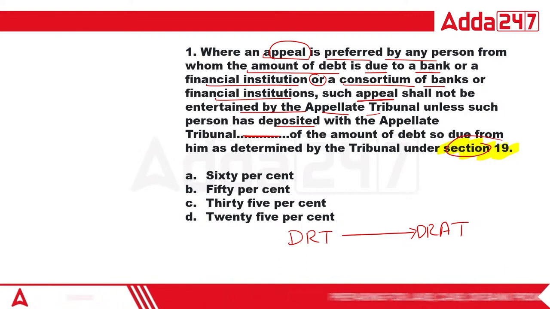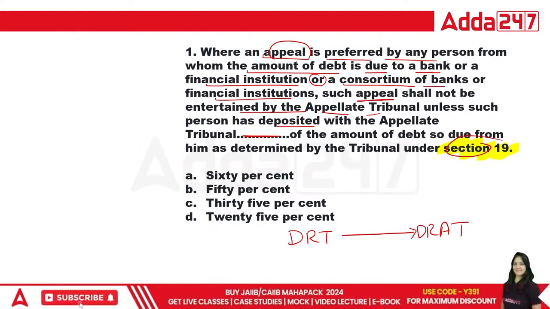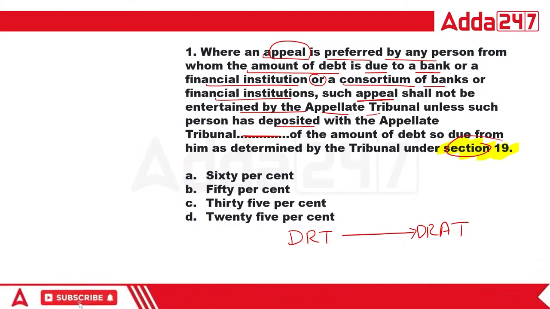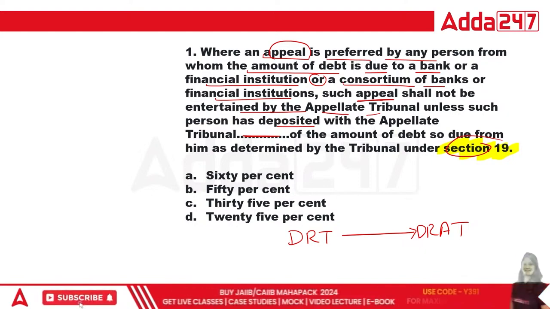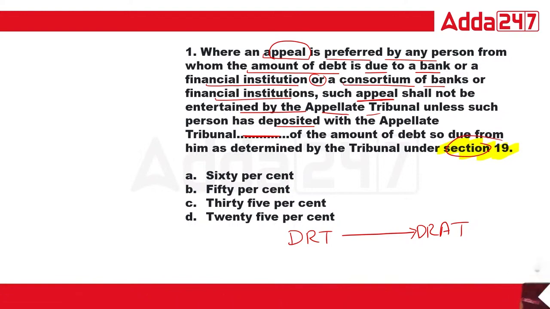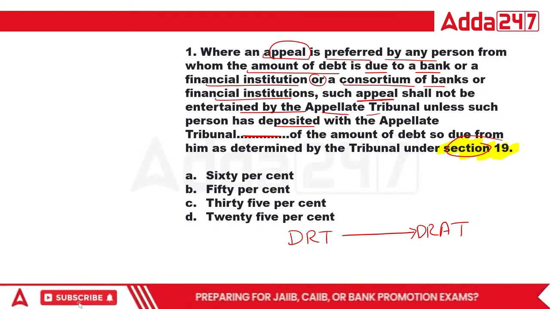If we talk about MSME, in MSME the amount is 75% if we want to appeal. Okay. And then if we go through the Consumer Protection Act, the same 50% is there. And now in DRAT, what is the particular thing?